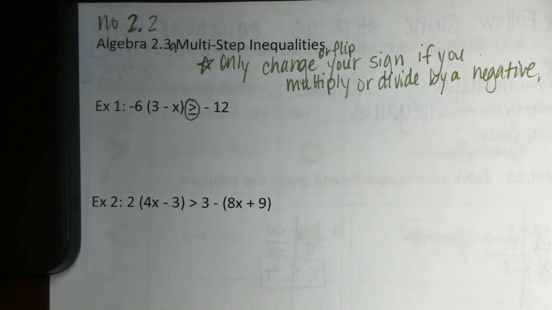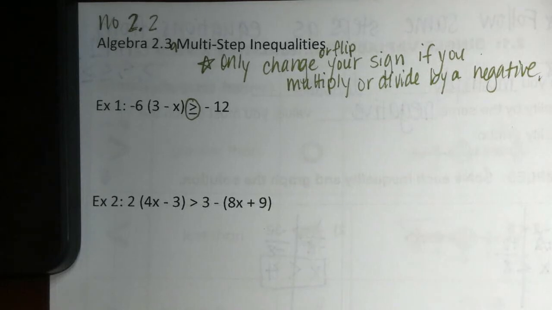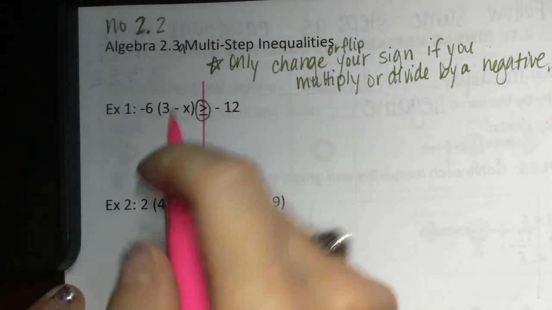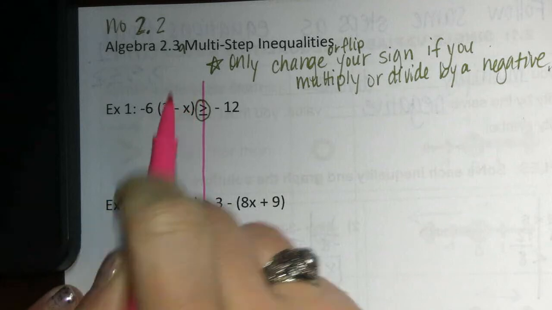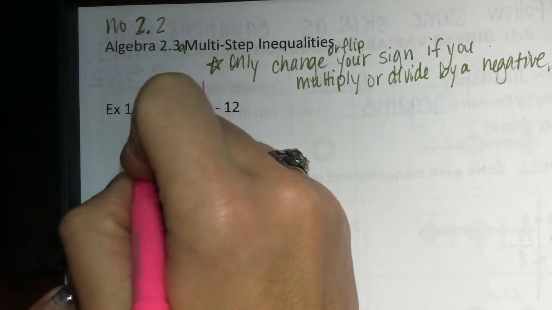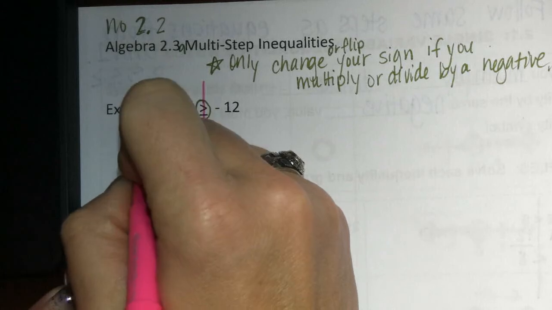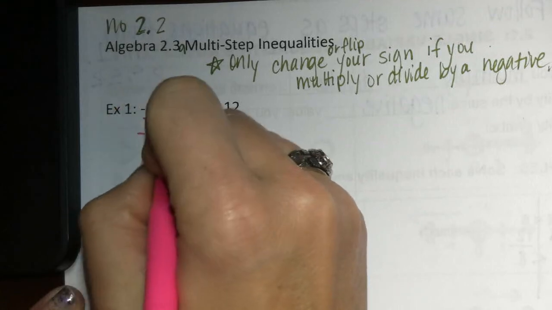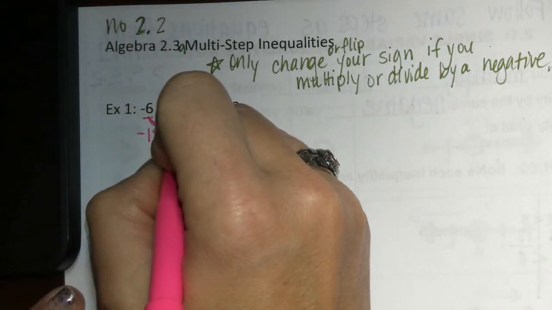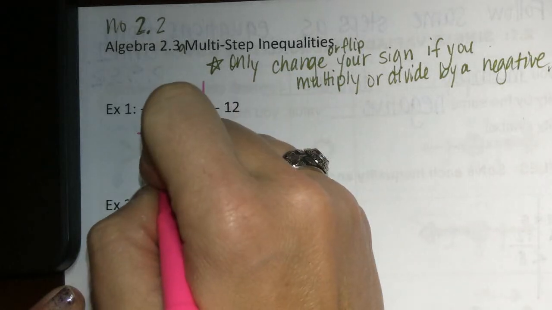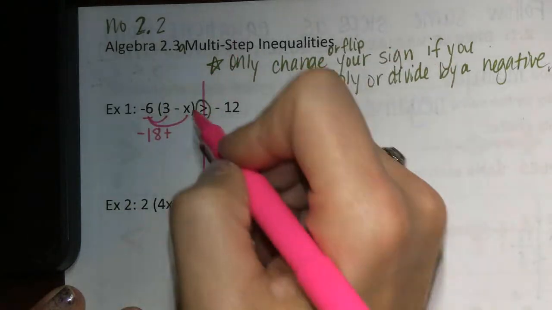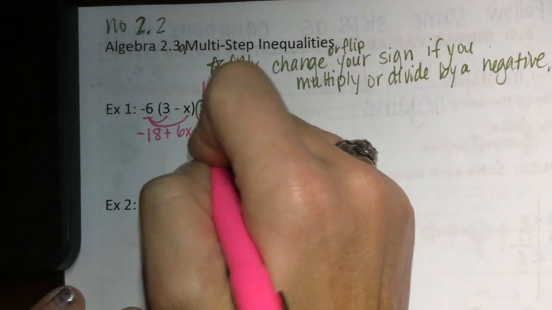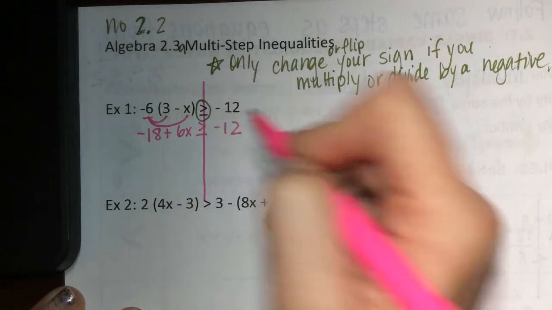So let's go ahead and look at number 1. I'm going to draw my line here at the inequality just like we would for the equal sign. And I'm going to see here that we have parentheses, so I want to distribute this negative 6. We're going to multiply it times the 3 and the negative 1x. So negative 18, and negative 6 times negative 1x is a positive 6x. Negative times a negative makes a positive. So plus 6x is greater than or equal to negative 12.